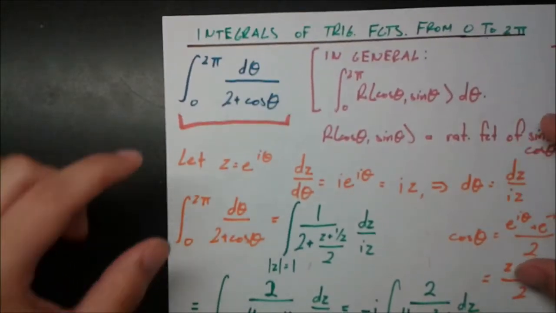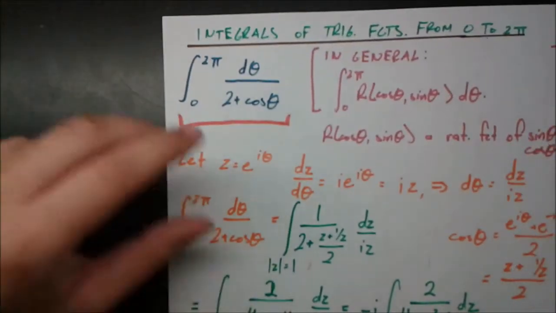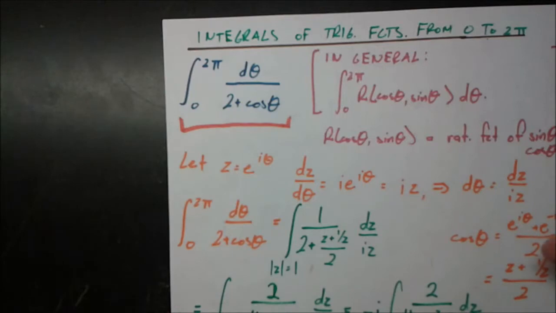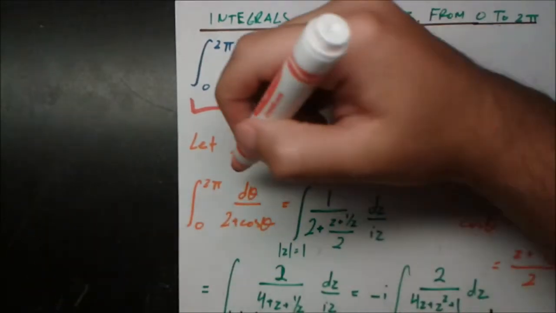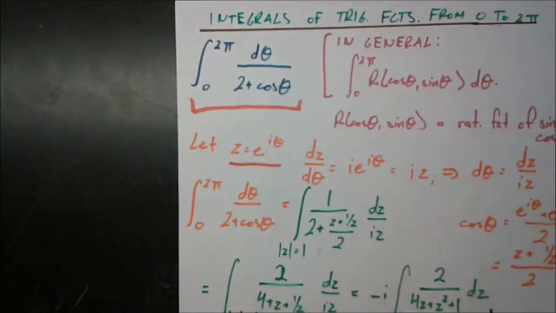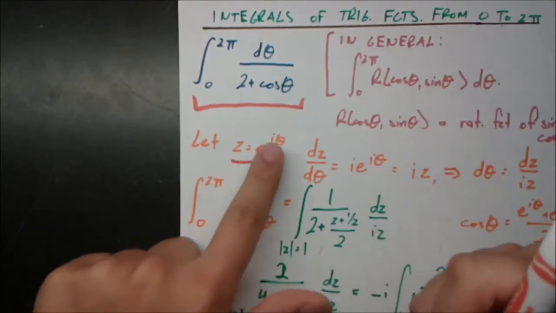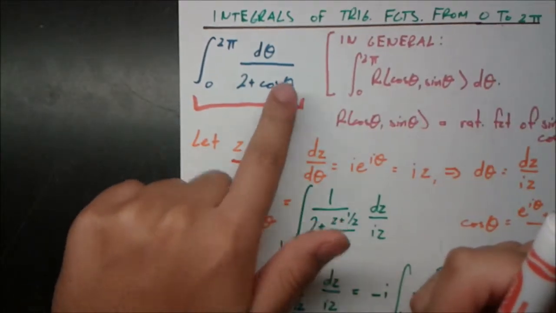So this whole video will just be solving this example, and it'll lay the groundwork for how to solve these problems in general. So the first step is going to be a substitution. We want to say z equals e to the i theta. So we're going to define a new variable z, and we're going to define it as e to the i theta, where theta is the variable that's already here.